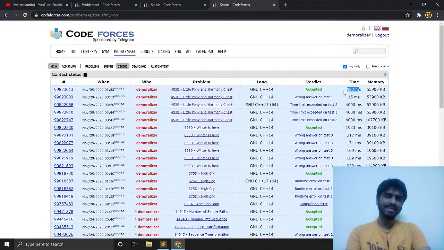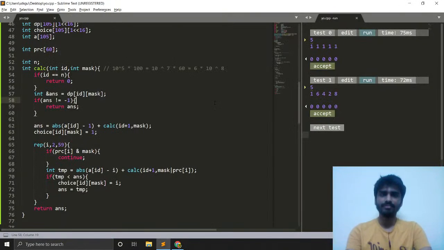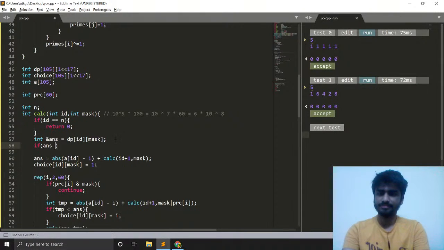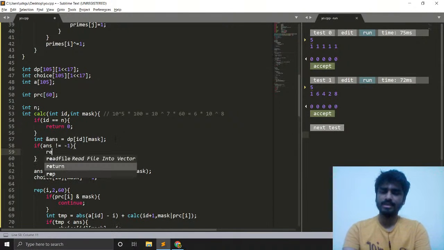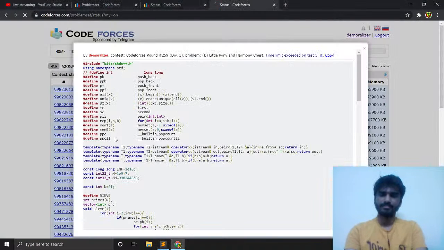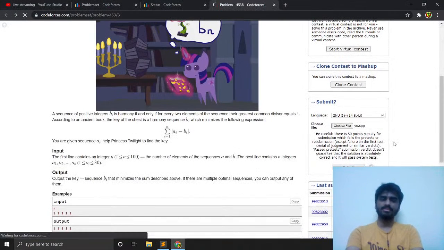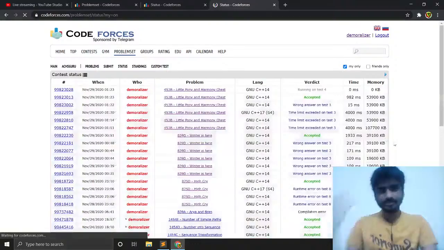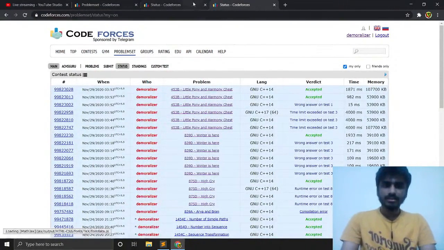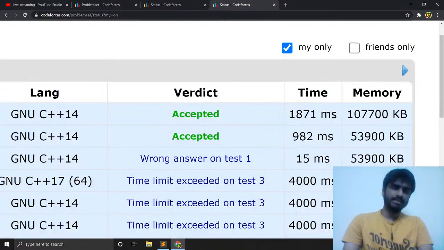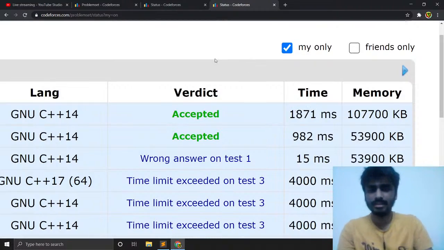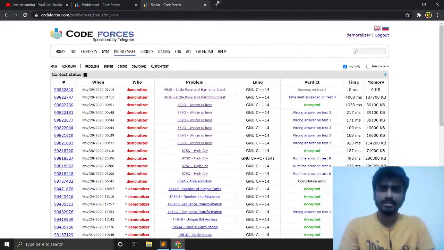Okay, so it ran in 982 milliseconds. I'm pretty sure that's what was wrong in the first solution too. If I had just submitted this with the memoization, it would have got AC. Missed this little thing. Okay, so yeah. And like I said, it is exactly half the running time, but we were still in a good range, so it didn't matter much.